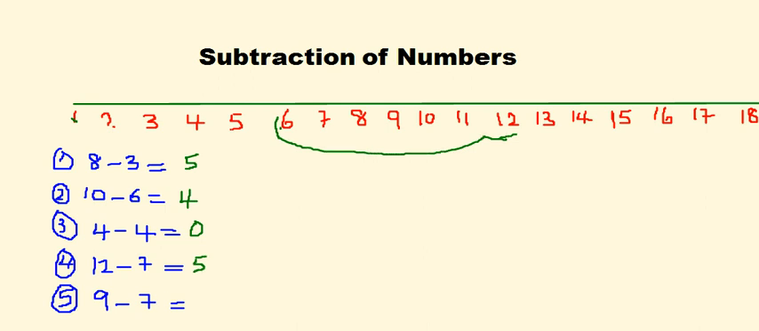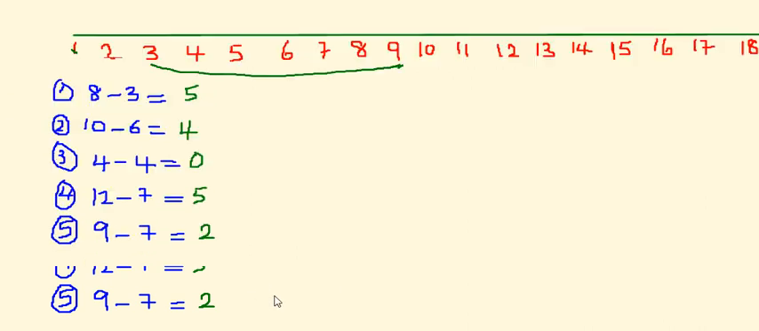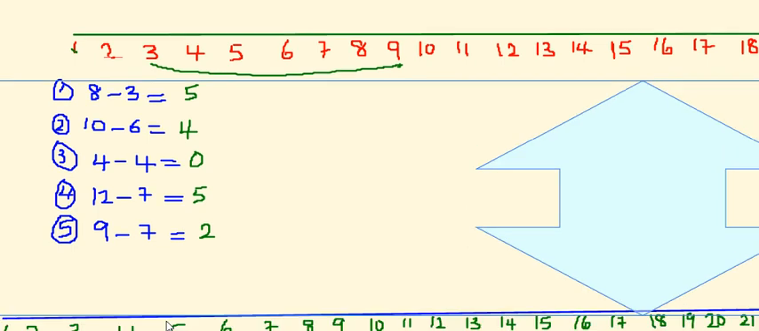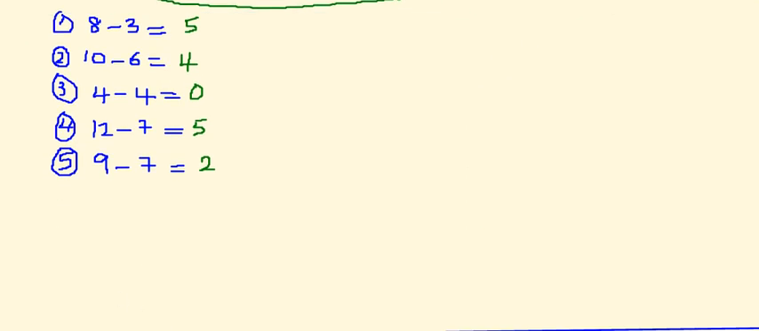Then 9 minus 7. This is 9. Then you count 7 backward: 1, 2, 3, 4, 5, 6, 7. It means it remains 2. So you can still do more examples to continue to practice.